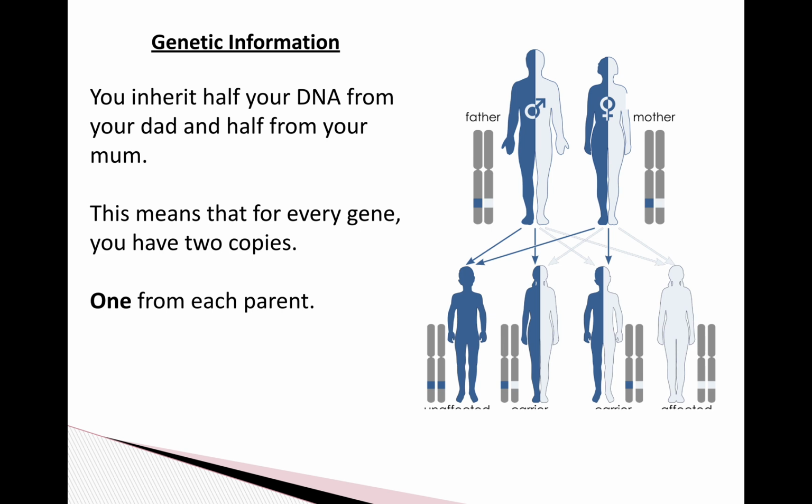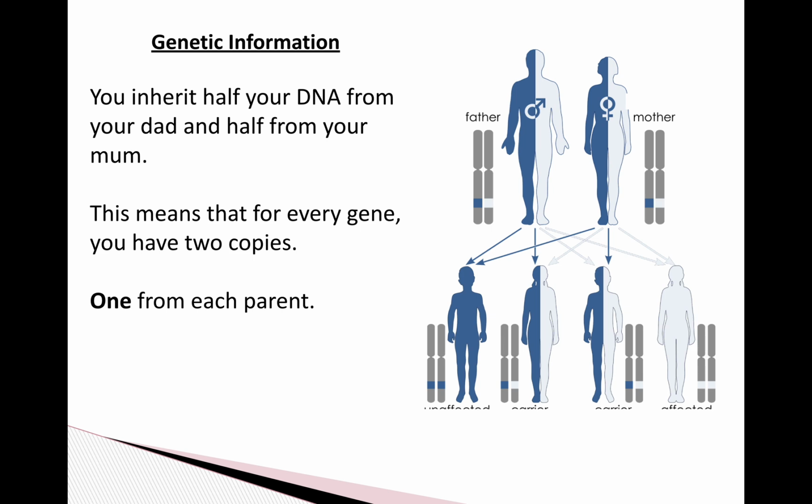Now the mother also has blue and white. In child 1, she passes on a blue, and so has the dad. So child 1 has blue and blue. Child 2 inherited blue from her dad, but inherited white from the mum. So she's got both blue and white in her DNA. Child 3 got the blue from the dad and the white from the mum. So child 3 has both blue and white, but from opposite parents. And child 4 happened to get the white from the dad and the white from the mum. So child 4 has white and white.